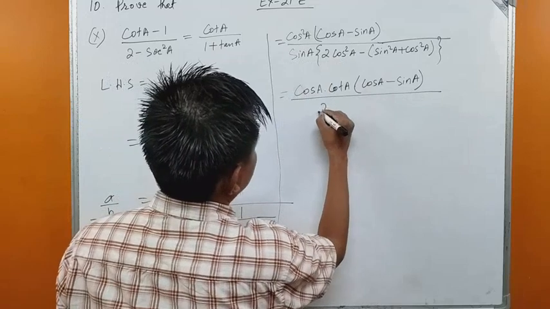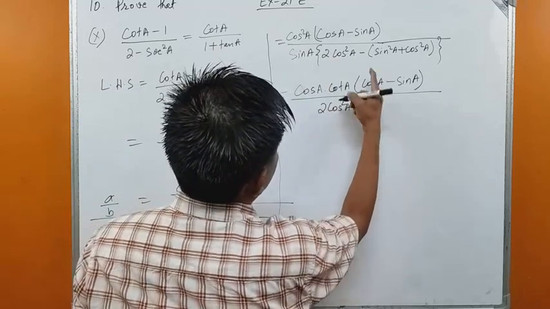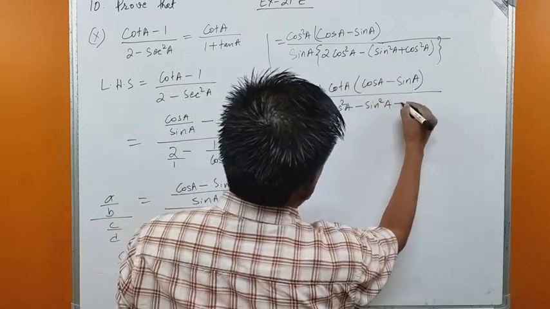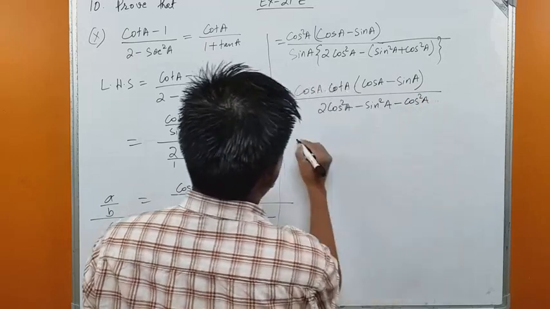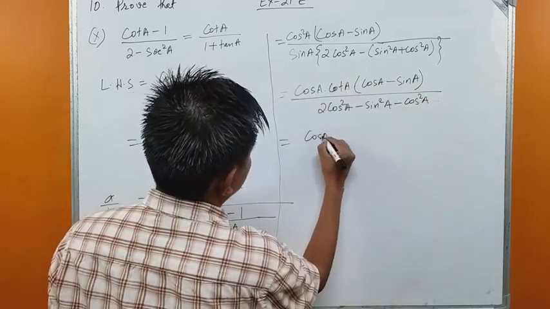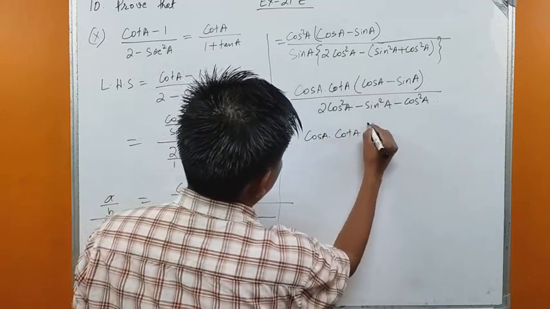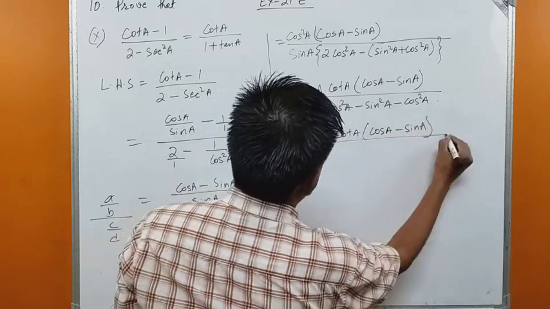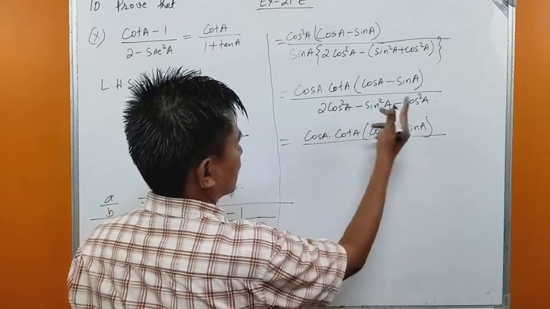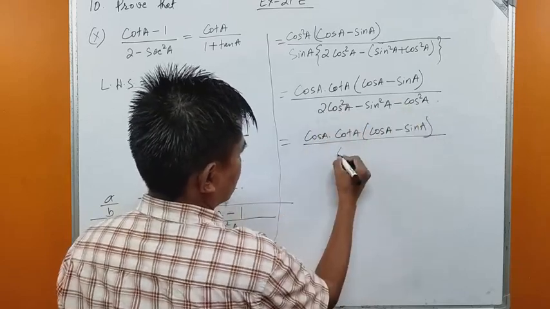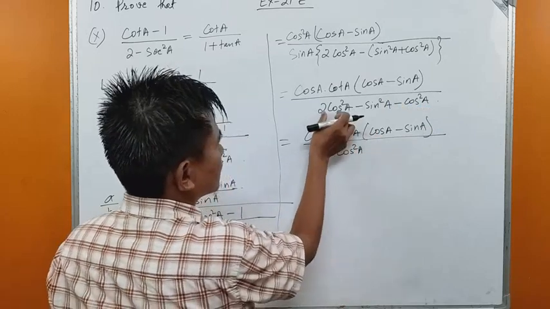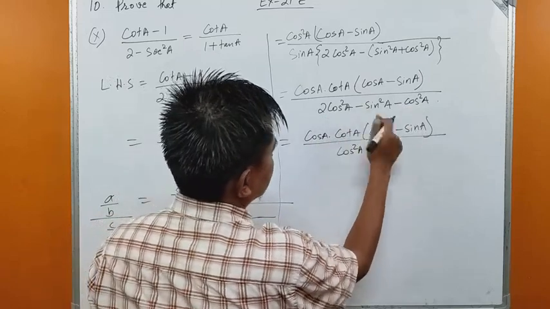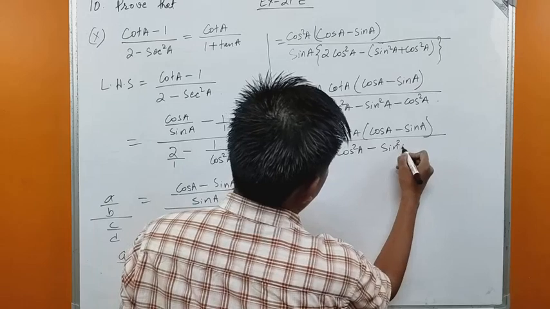So 2 cos square A, 2 cos square A minus into plus minus sin square A, minus into plus minus cos square A. This gives us cos A into cot A, cos A minus sin A, whole upon 2 cos square A minus cos square A. 2 cos square A minus cos square A means cos square A. Sign of greater number comes here, plus 2 cos square A minus cos square A is cos square A minus sin square A.